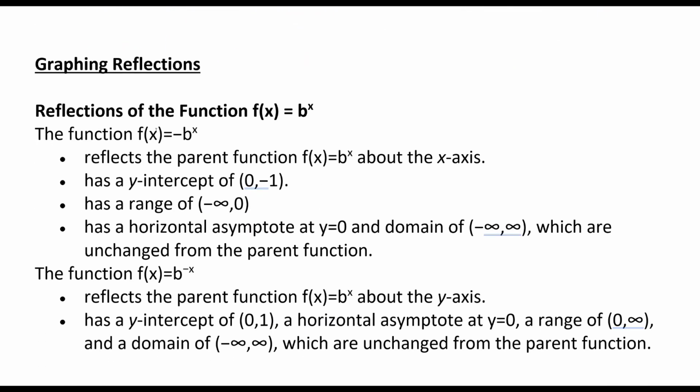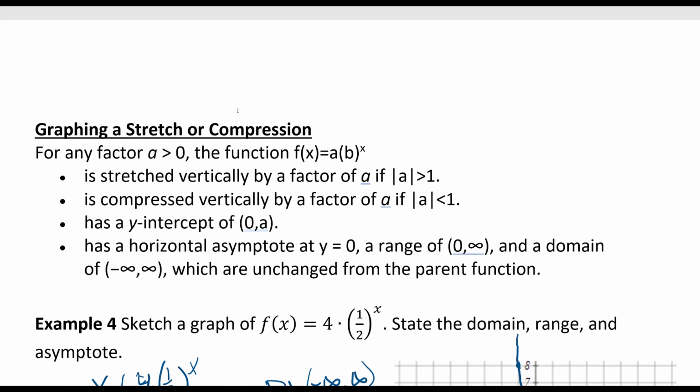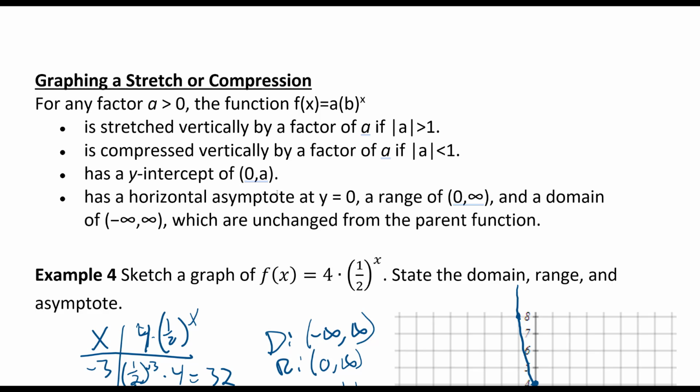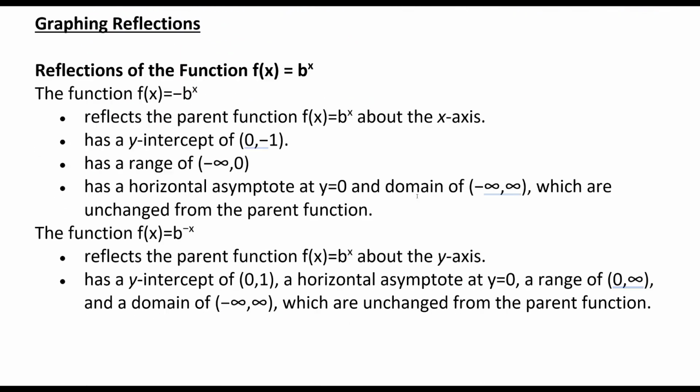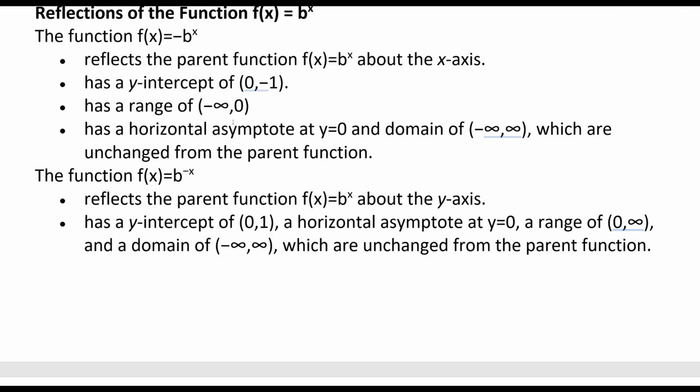So here are our reflections. Graphing reflections of the function f of x equals b to the x. The function f of x equals -b to the x reflects the parent function across the x-axis, so it's going to be reflected down. It has a y-intercept of (0, -1) and a range of negative infinity to 0. And that's what I was talking about up here, where they said the absolute value of a has the range 0 to infinity. But if it's reflected down, because a was negative, it's going to be down there. So the horizontal asymptote is at y equals 0, and the domain is negative infinity to infinity, which are unchanged from the parent function.